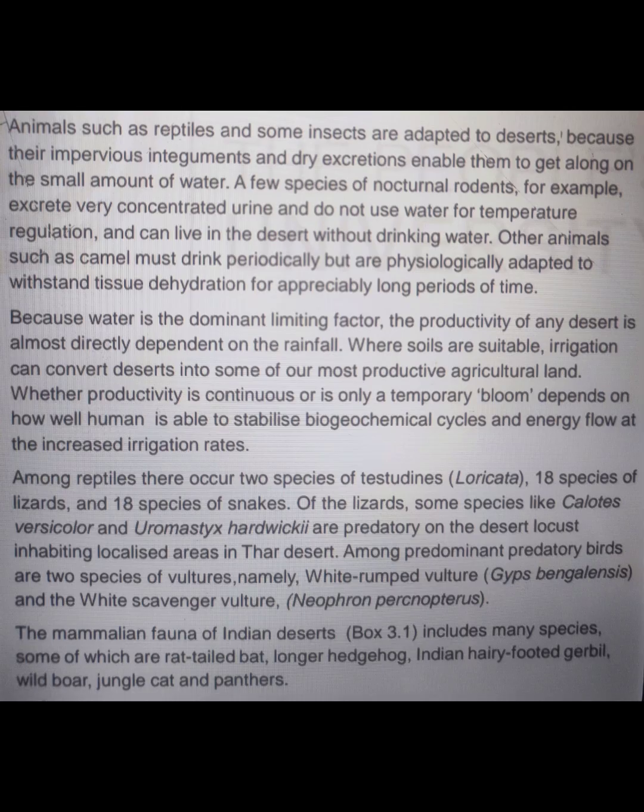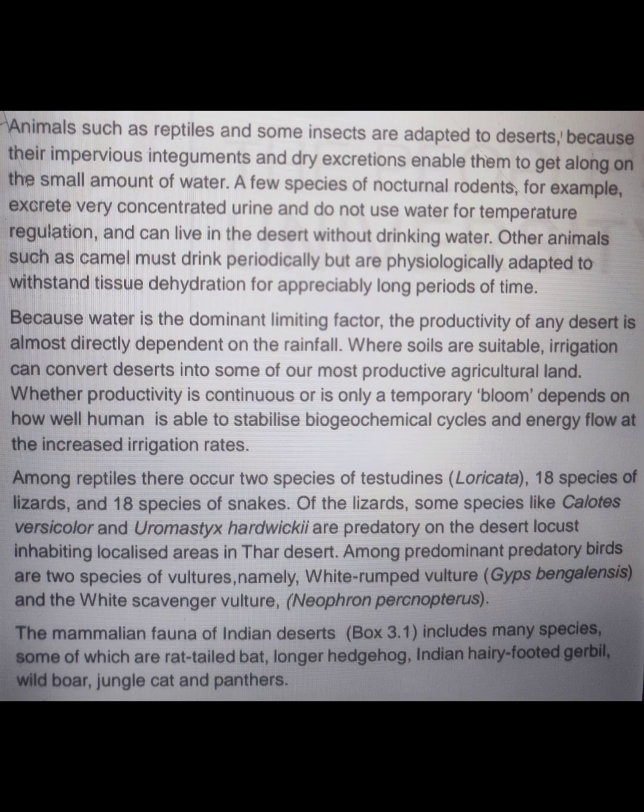Other animals such as camel must drink periodically but are physiologically adapted to withstand tissue dehydration for appreciably long periods of time. Because water is the dominant limiting factor, the productivity of any desert is almost directly dependent on the rainfall. Where soils are suitable, irrigation can convert deserts into some of our most productive agricultural land. Whether productivity is continuous or is only a temporary bloom depends on how well humans are able to stabilize biogeochemical cycles and energy flow at the increased irrigation rates.